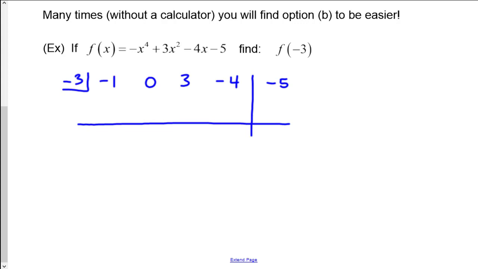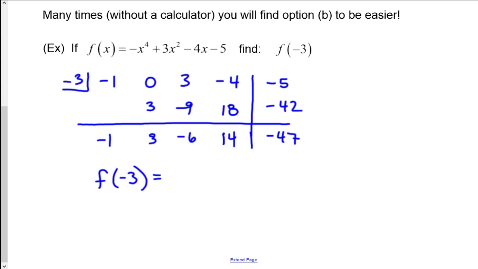Okay, so evaluating, bring the negative 1 down. Negative 1 times negative 3 is 3. That's 3. Negative 9, negative 6, 18. Negative 4 plus 18 gives me 14. And then negative 3 times 14 is negative 42. And so I get a result of negative 47. So f of negative 3 here is negative 47.